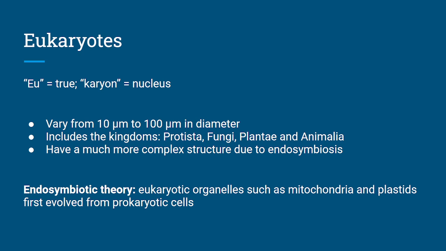via heterotrophic ingestion. We also have the endosymbiotic theory, which allows eukaryotes to have much more complex structures than prokaryotes, and explains that eukaryotic organelles, such as mitochondria and plastids, first evolved from prokaryotic cells many years ago.